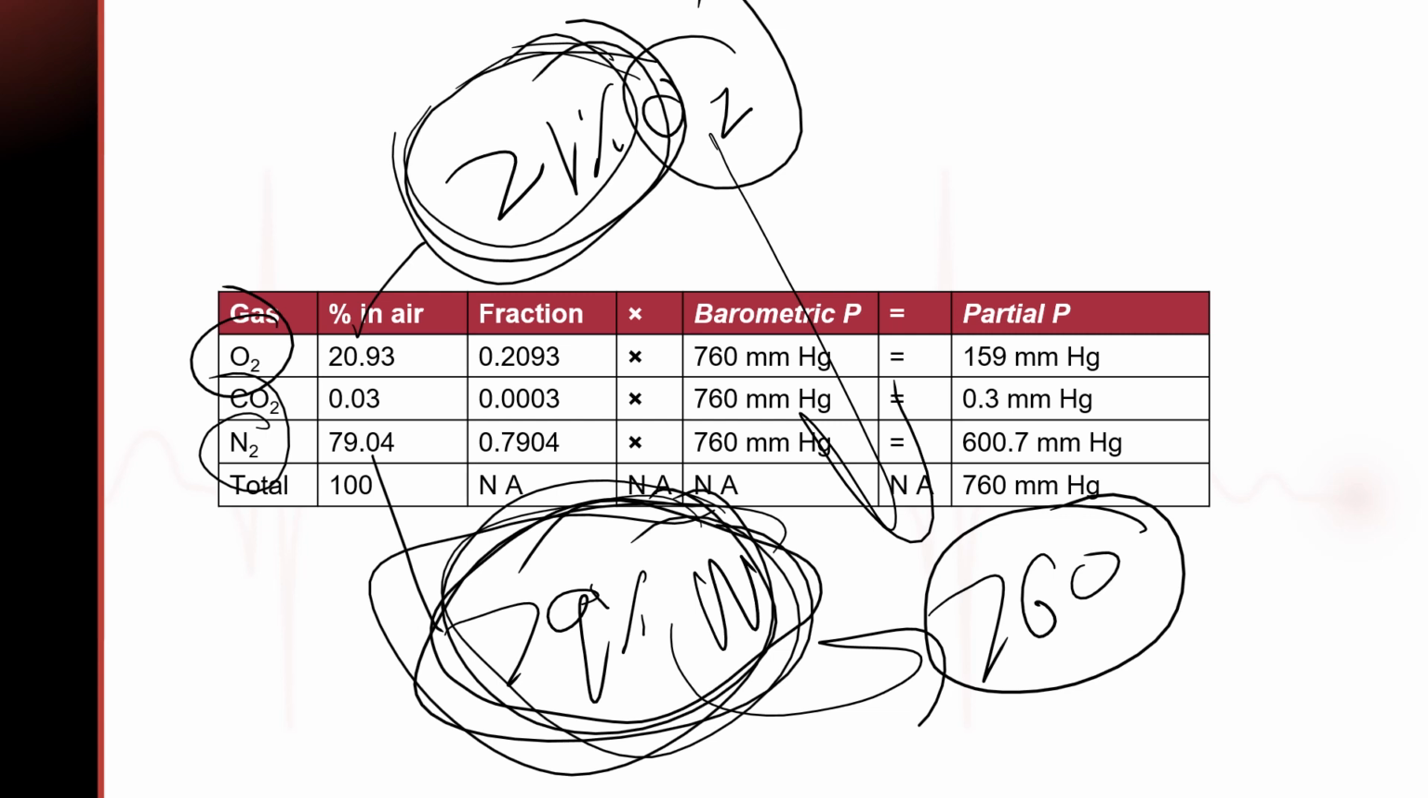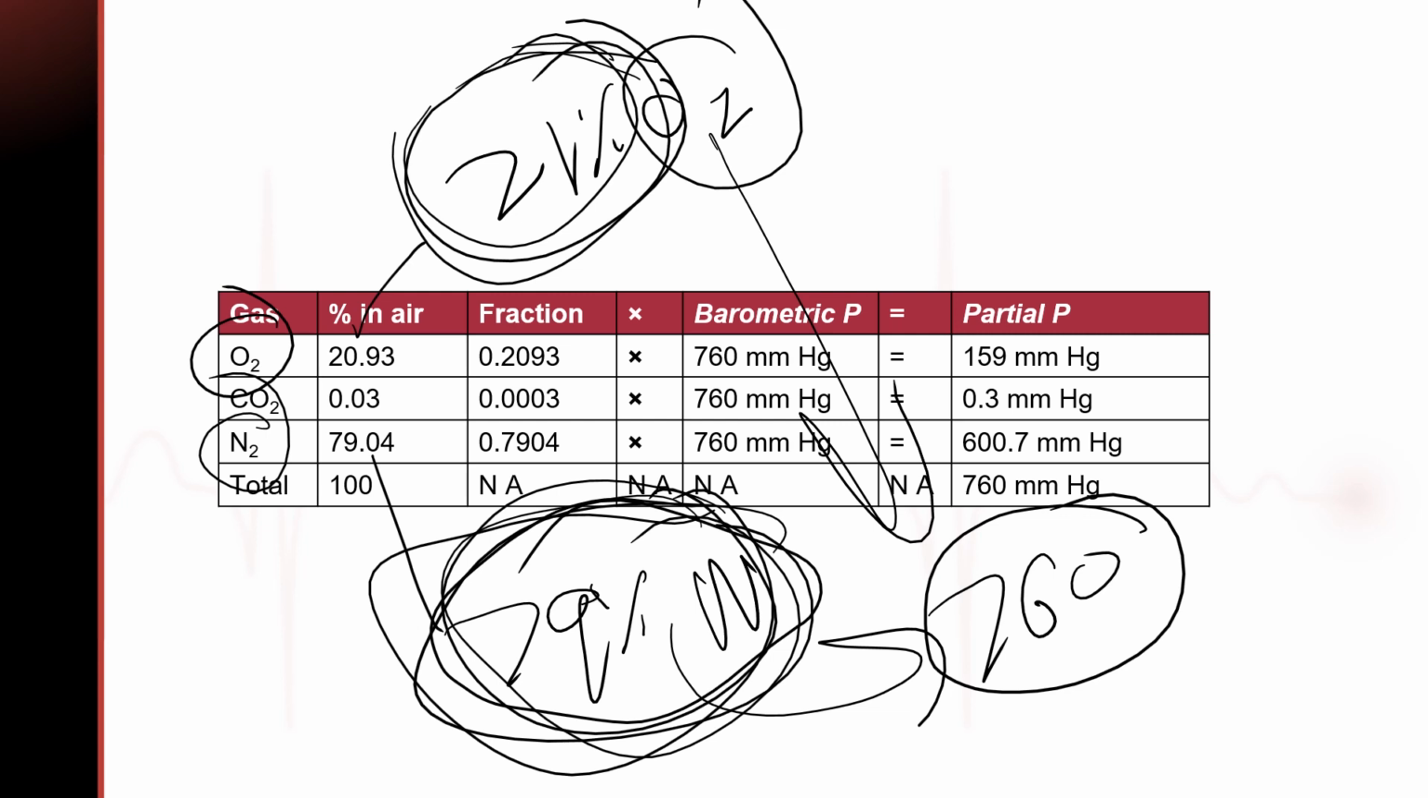Thus, oxygen contributes 21% to the total air pressure. The air pressure is 760 millimeters of mercury, and 21% of the air is made up of oxygen, so oxygen contributes 21% to the total air pressure.